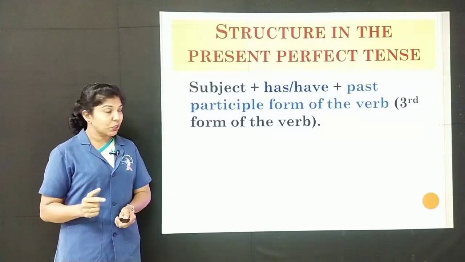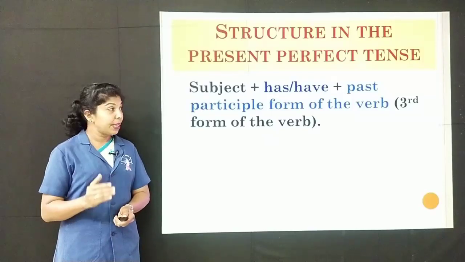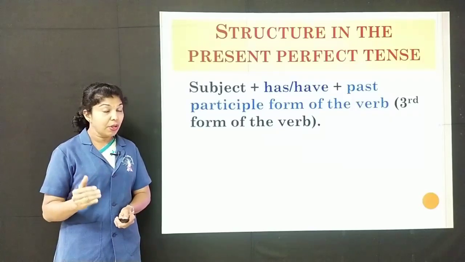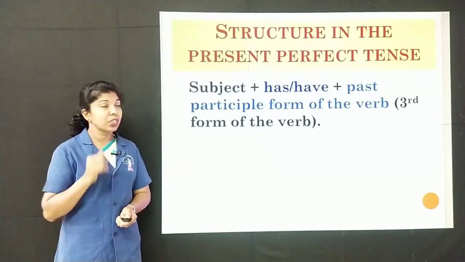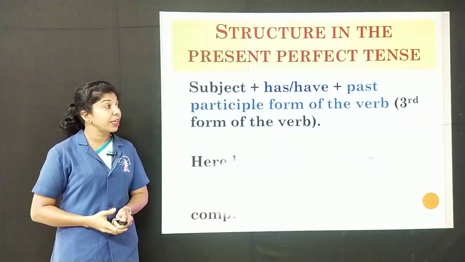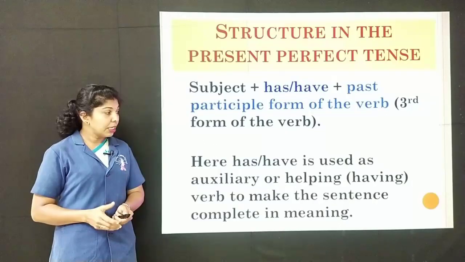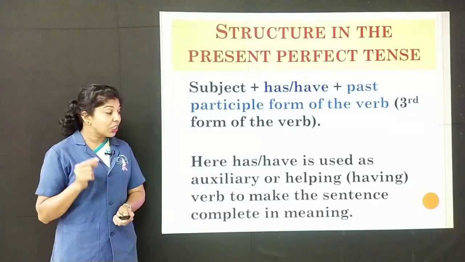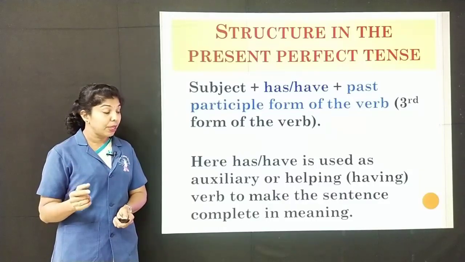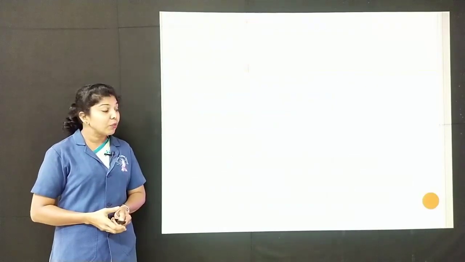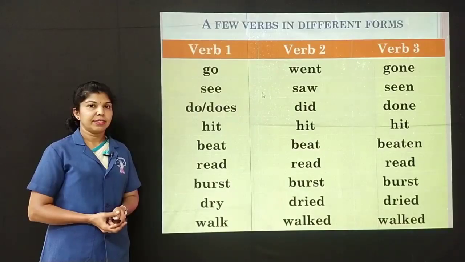Let me repeat the structure again. Subject plus has or have plus past participle form of the verb is the structure in the present perfect tense. Here I told you has or have is used as the auxiliary or the helping verb. We call them as having verbs also.